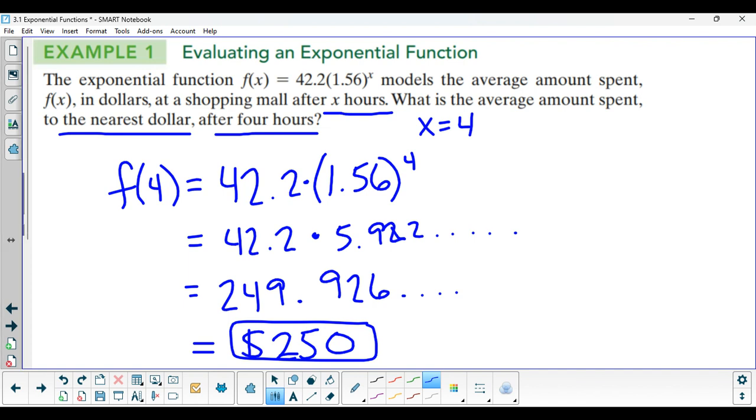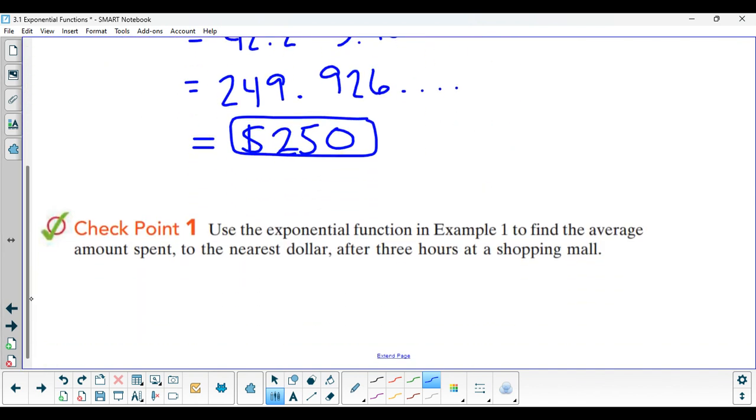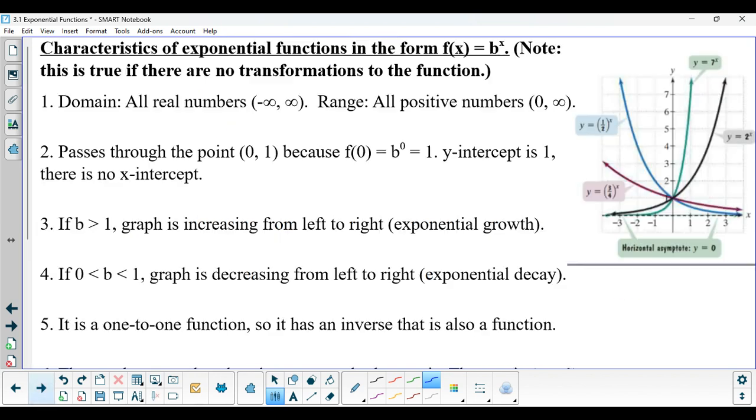All right, so the checkpoint that's underneath here, we're actually going to do that together in class. We're going to practice all of this after you've done these notes. So hang tight with that one.